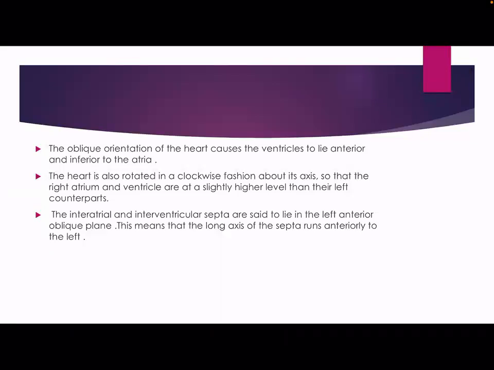The oblique orientation of the heart causes the ventricles to lie anterior and inferior to the atria, and the heart is rotated in a clockwise fashion about its axis so that the right atrium and ventricle are at a slightly higher level than the left atrium and ventricle. We have interatrial and interventricular septa between the atria and ventricles. These lie in the left anterior oblique plane.